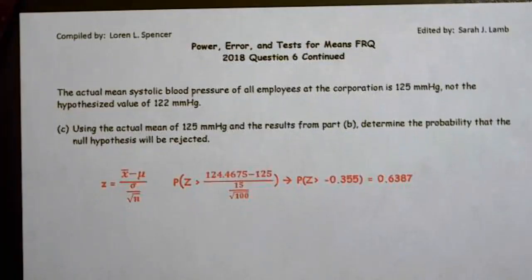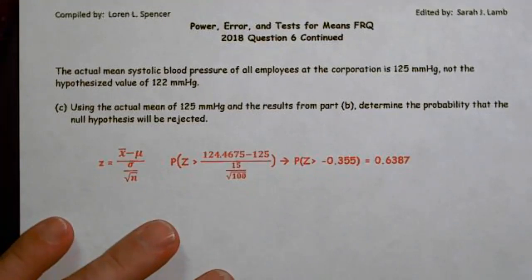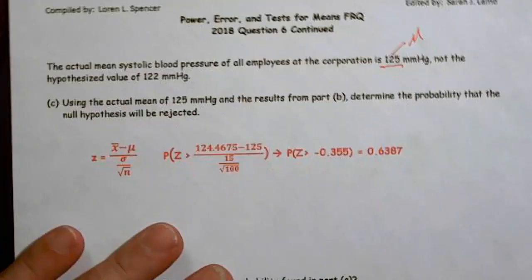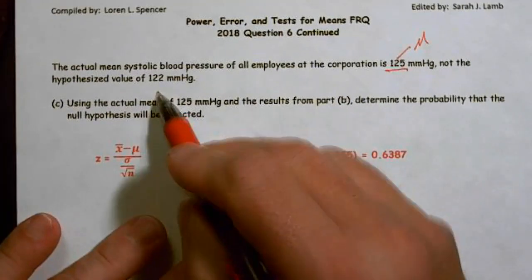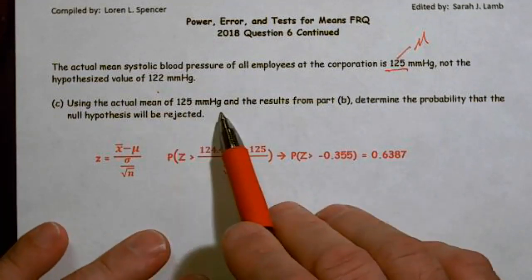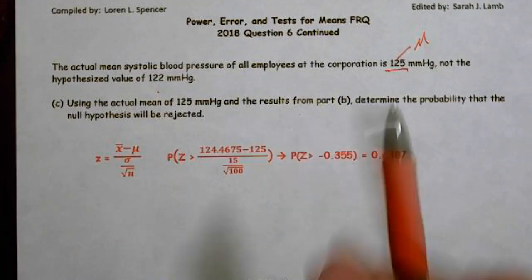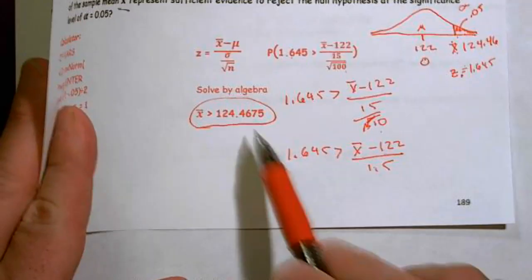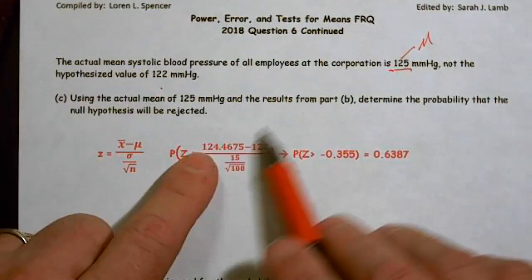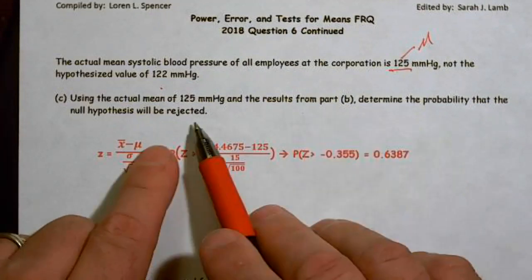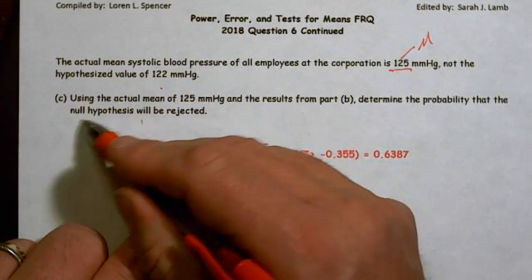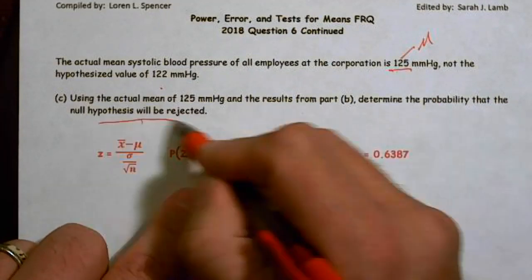So the actual mean systolic blood pressure of all employees at the corporation is 125. So this is the true population mean for the employees, not the hypothesized 122. Using the actual mean of 125 and the results from part B, what did we get in part B? We got a rejection of 124, or an x bar of 124. Determine the probability the null hypothesis will be rejected. All right. So we want to figure the probability that we will be rejecting.